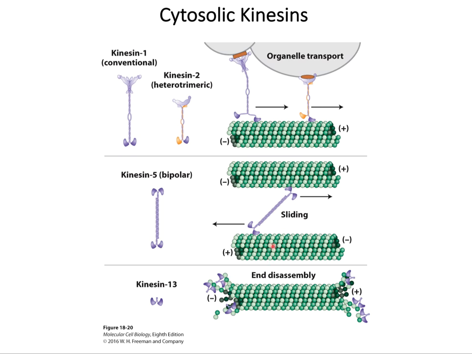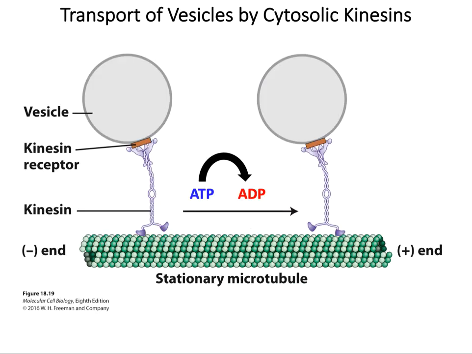So it binds to the end of the microtubule and bends them to destabilize them, and we already talked about this one. So here is a very simple diagram of how a cytosolic kinesin moves a vesicle. In the next slide, we will look at this in more detail. Here is a cytosolic kinesin with two globular heads interacting with the microtubule.